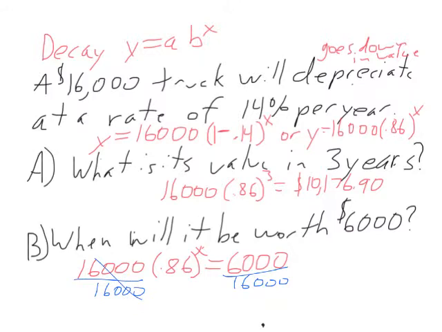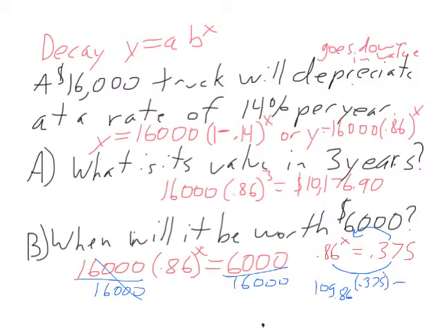Now the idea there is that that gives me just 0.86 to the x power equals, and then 6,000 divided by 16,000 is a decimal, 0.375. Now, I use logarithms. I spiral. Rewrite it as a logarithm. That's the beauty of logarithms. They solve exponential equations. So log base 0.86. Now your calculator is going to take care of that, so that's not stressful. And then inside the parentheses would be 0.375.